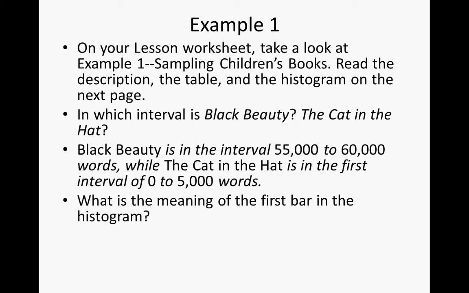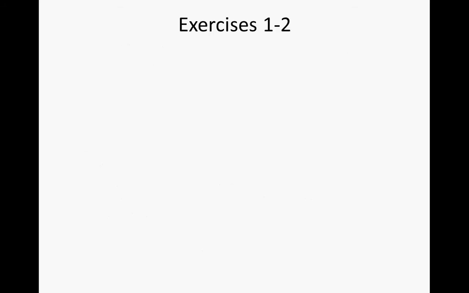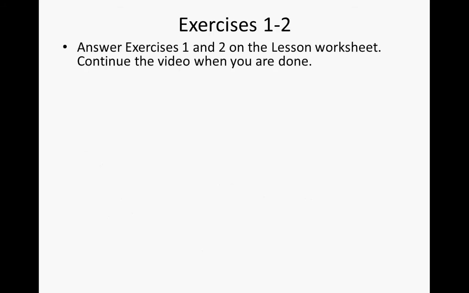What is the meaning of the first bar in the histogram? The first bar indicates the number of books with a total number of words between 0 and 4,999. Exercises 1 and 2. Go ahead and answer these on your lesson worksheet and then continue the video when you are done. Alright, you should be done with exercises 1 and 2.